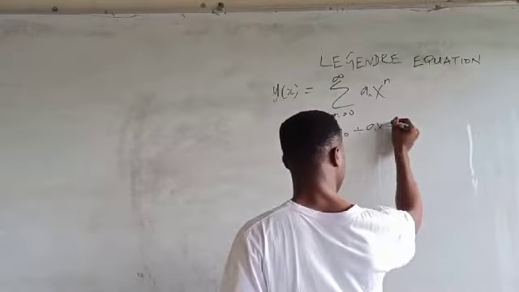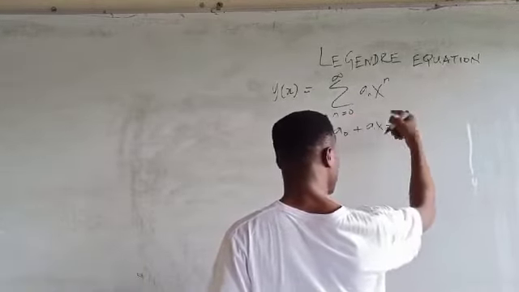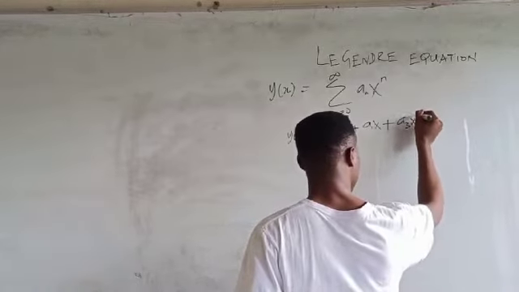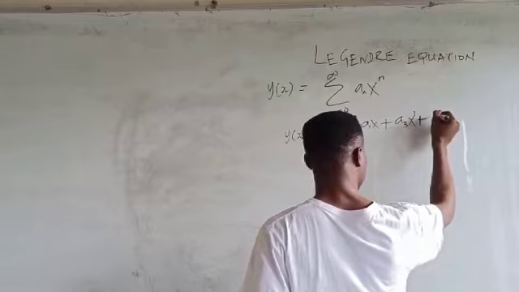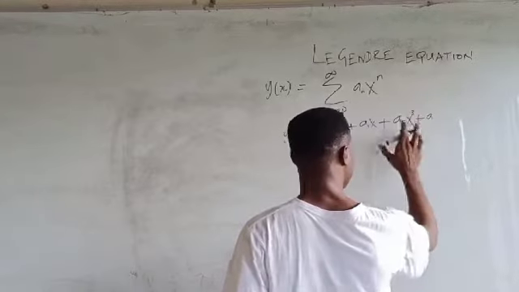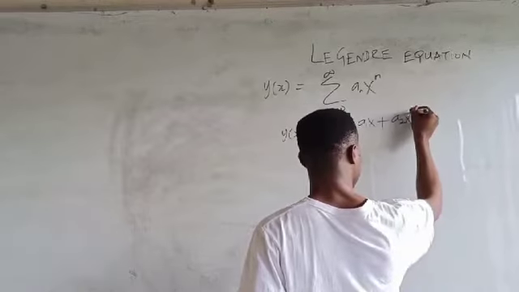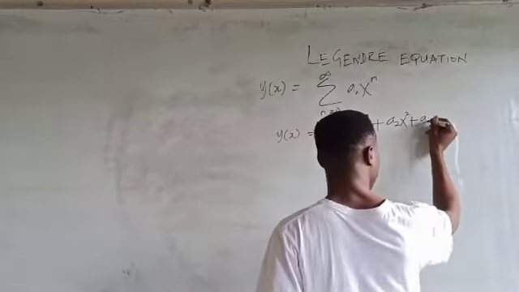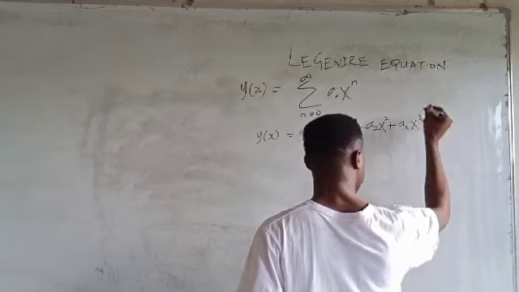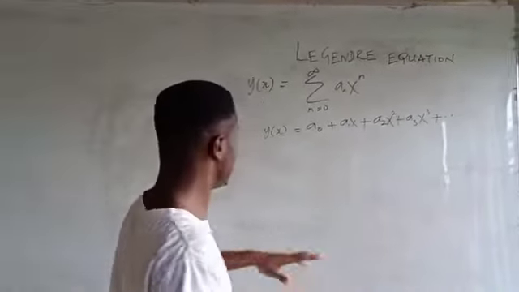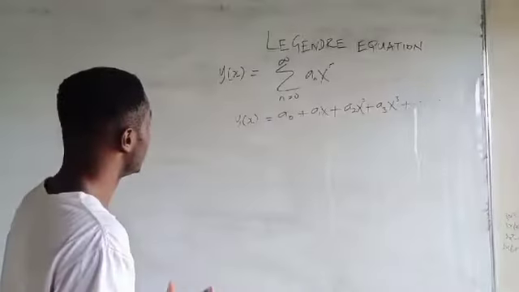In subsequent ones, you'll be having when n is equal to 2 and when n is equal to 3, you have a subscript 2 x squared plus a subscript 3 x to the third, then it continues like that till infinity. So this is the Legendre equation.